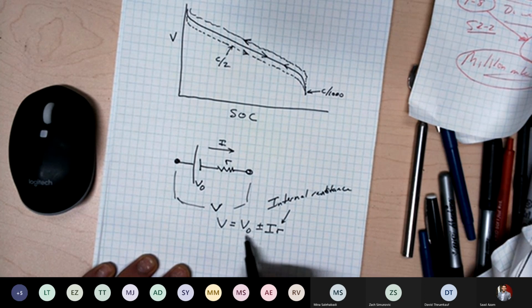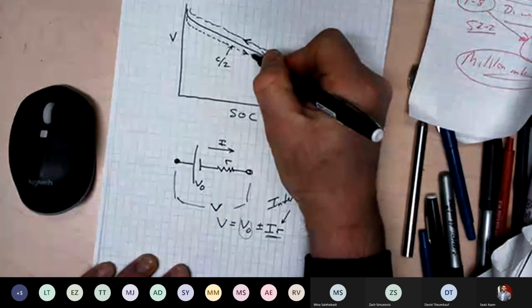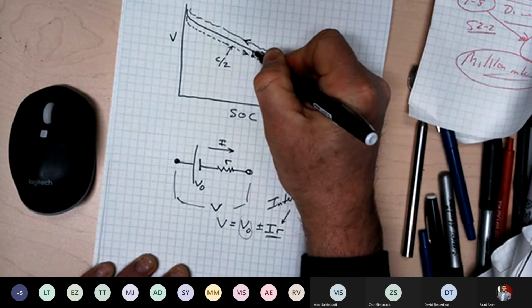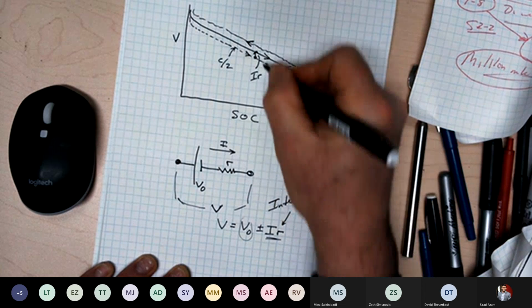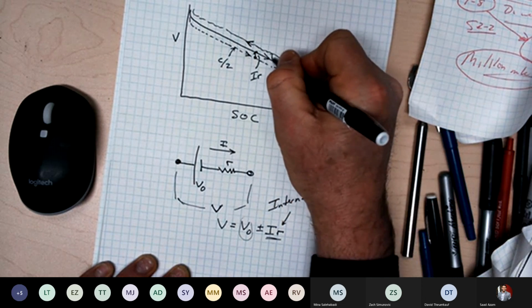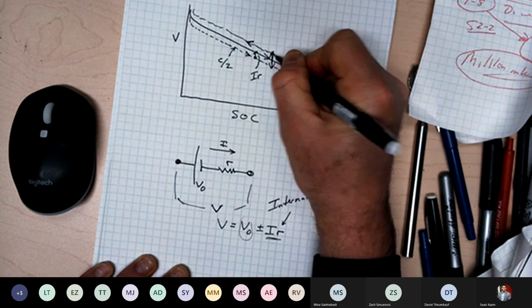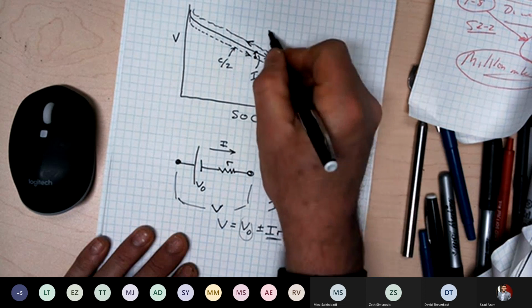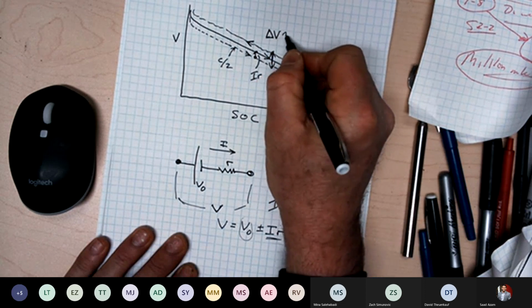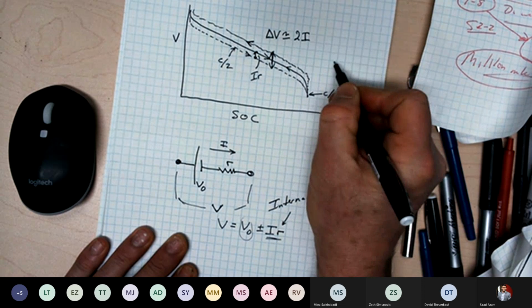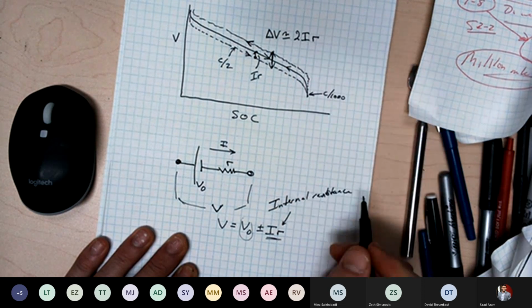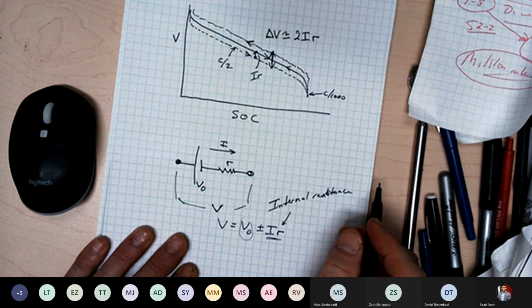So the voltage is offset from equilibrium by this amount, IR, which is this in the diagram. So this difference between charge and discharge, that's what we call delta V. And it is approximately twice the current that's being applied times the internal resistance of the cell, whatever its origin might be.